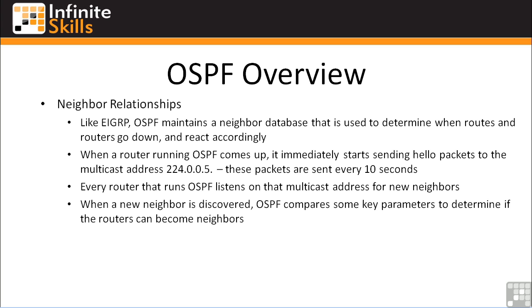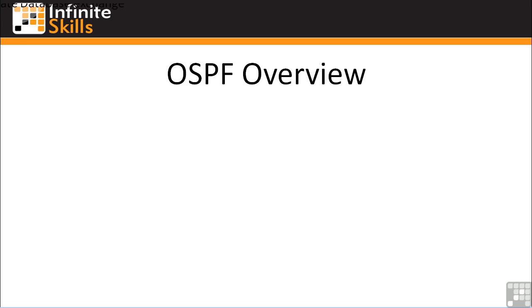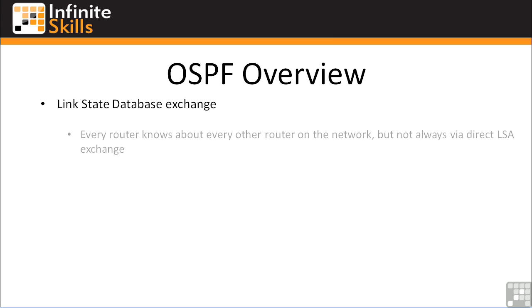Now, when an OSPF router detects a new neighbor coming up, it looks at some of the key parameters that are in that hello packet to determine whether or not we can actually be neighbors and start exchanging routes. And if those parameters match, then the routers start the link state database exchange process. Speaking of which, the next thing we'll talk about is the link state database exchange process. Funny how that works, isn't it?